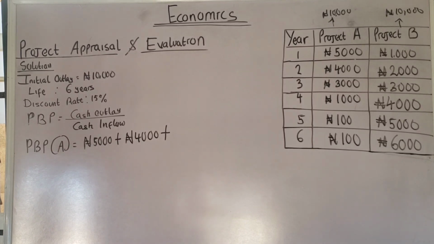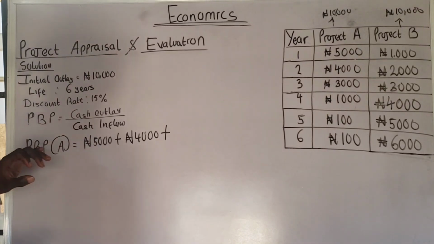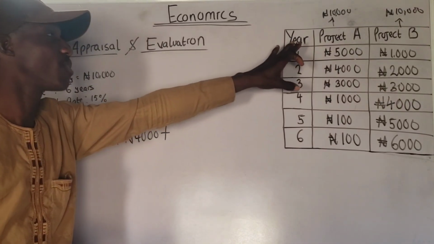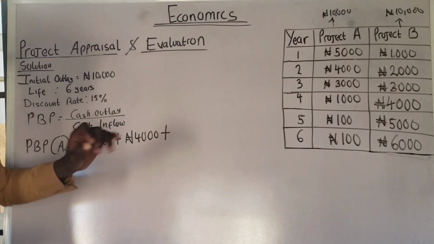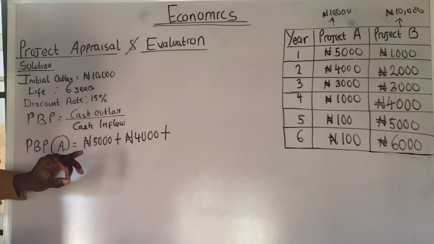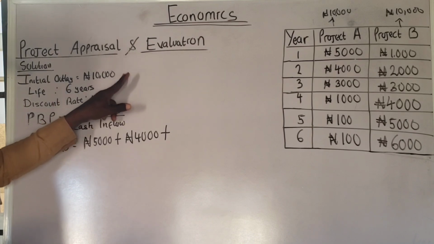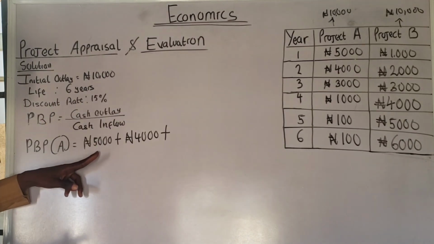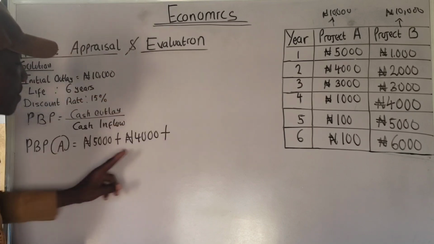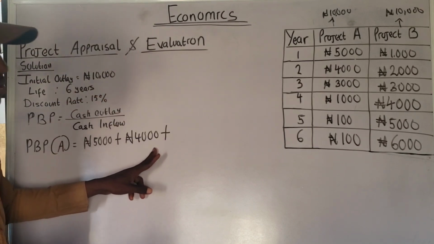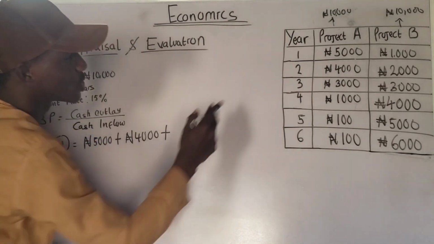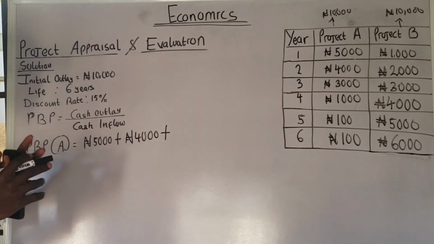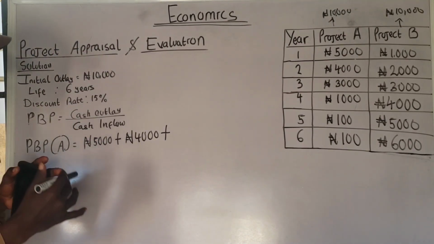Listen to the explanation again. To get the payback period of project A, I'm going to add the income stream from the first year up to the year where the income stream equals the initial outlay. The initial outlay is what? 10,000 naira. So I'm going to add the income stream. The first year is 5,000 naira. The second year is 4,000 naira, plus 3,000 in the third year for project A. Okay, we are focusing on project A now.